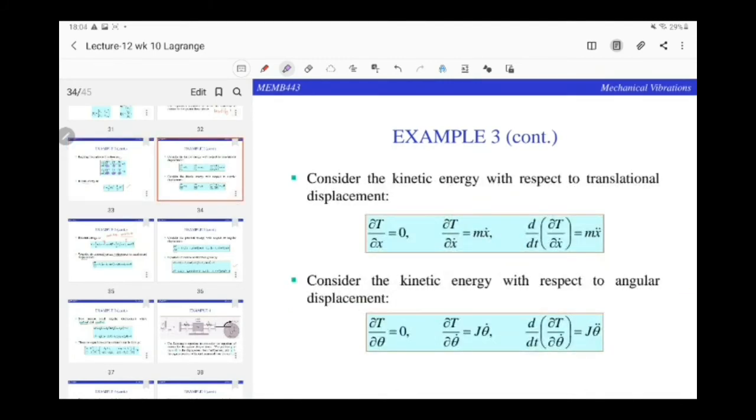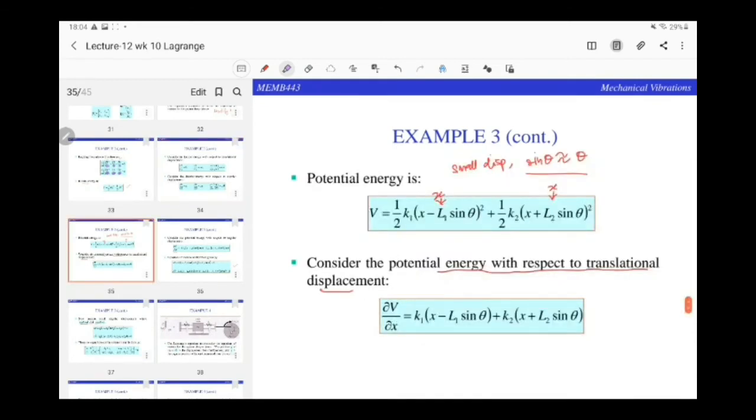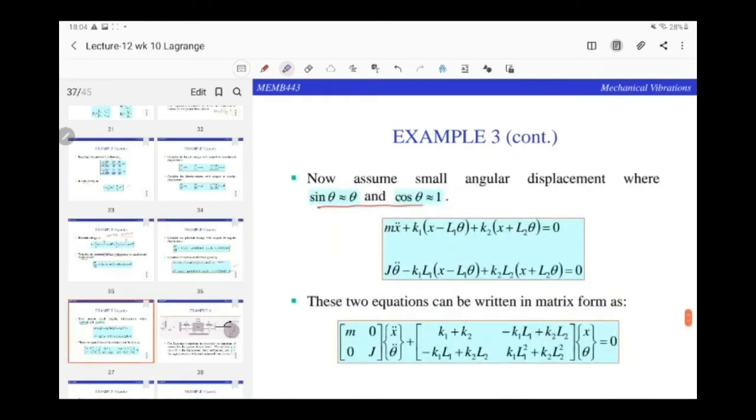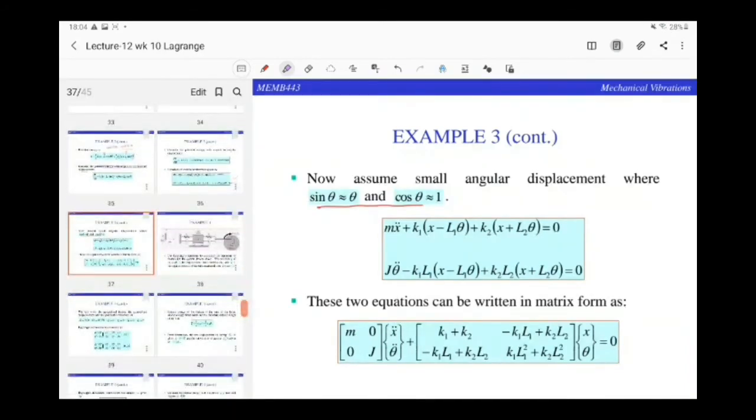So we already have expressions for kinetic energy and we have expressions for the potential energy here, this one with respect to x and this one with respect to theta. Then you can substitute into this first equation and the second equation. This one with respect to x, this one with respect to theta. So you have this expression, then you can write it in terms of a matrix.